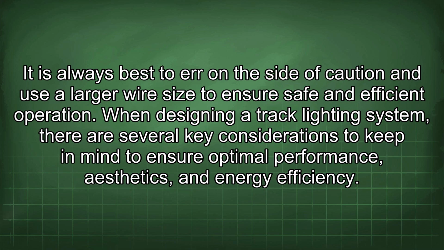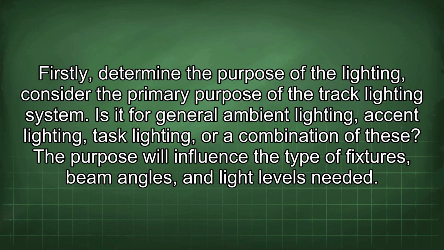When designing a track lighting system, there are several key considerations to keep in mind to ensure optimal performance, aesthetics, and energy efficiency. Firstly, determine the purpose of the lighting. Consider the primary purpose of the track lighting system. Is it for general ambient lighting, accent lighting, task lighting, or a combination of these?